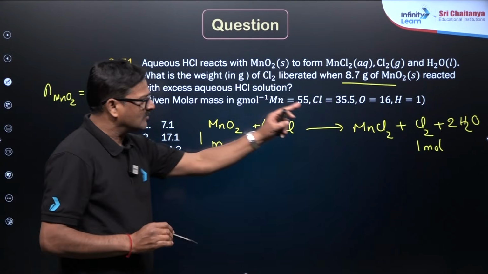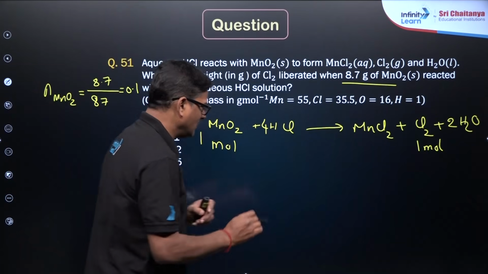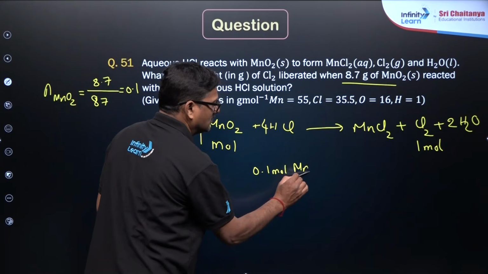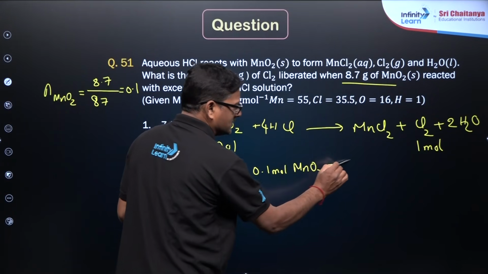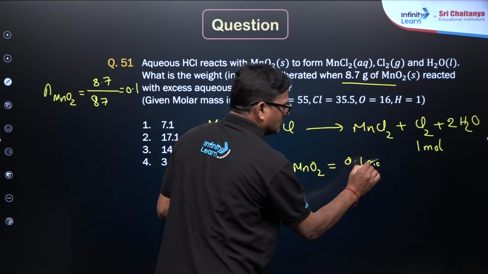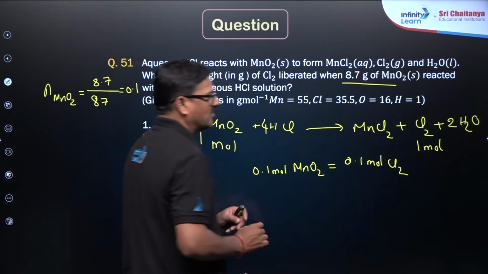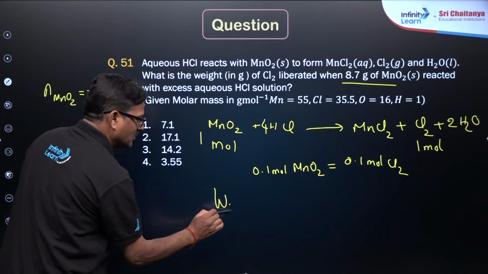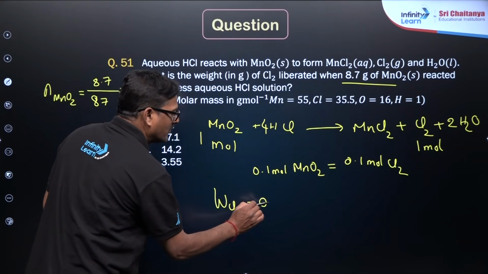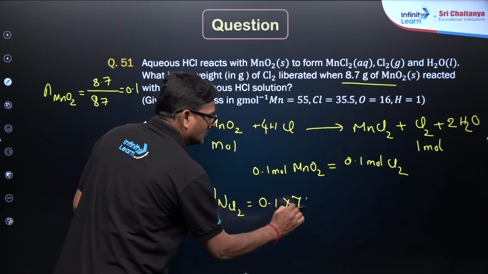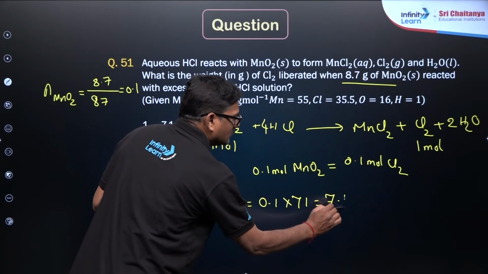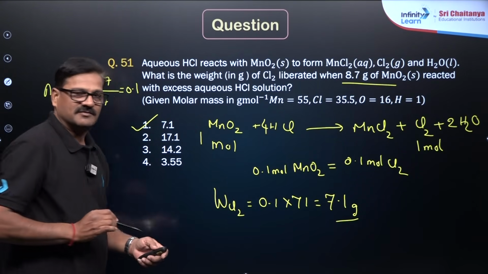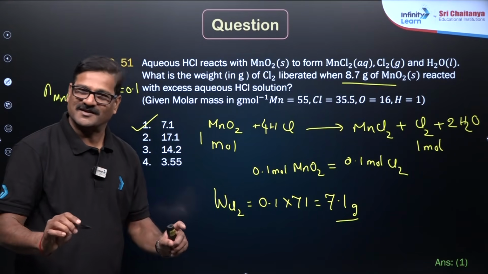So if 1 mole of MnO2 gives rise to 1 mole of Cl2, then 0.1 mole of MnO2 is going to give rise to 0.1 mole of Cl2. Molecular mass of chlorine is 71. So the weight of chlorine is 0.1 into 71, which is 7.1 grams. So 7.1 grams is the correct answer for this question.